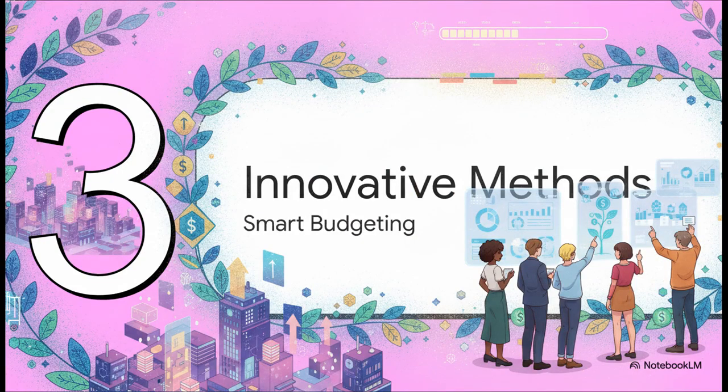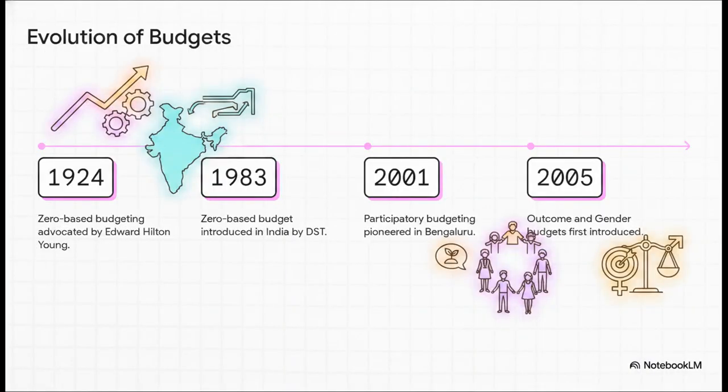All right, let's jump to Section 3, innovative budgeting methods, or as I like to call it, smart budgeting. Okay, so what if a budget didn't just passively track spending, but actively tracked actual physical progress? You see, budgeting isn't some static rulebook. It constantly evolves as society demands better accountability. Just look at this timeline. It really highlights how we've adopted smarter, more outcome-driven ways to allocate resources.